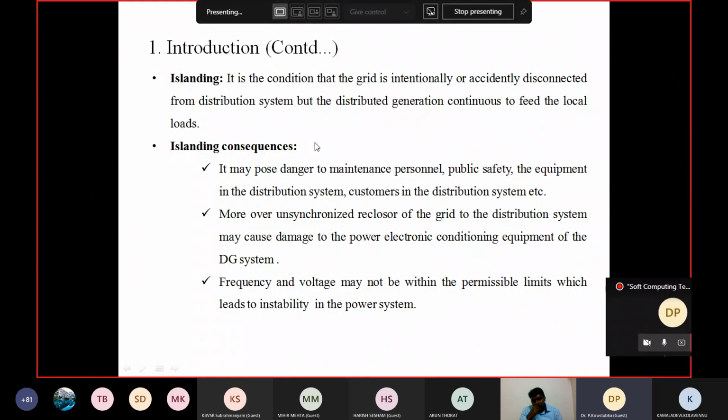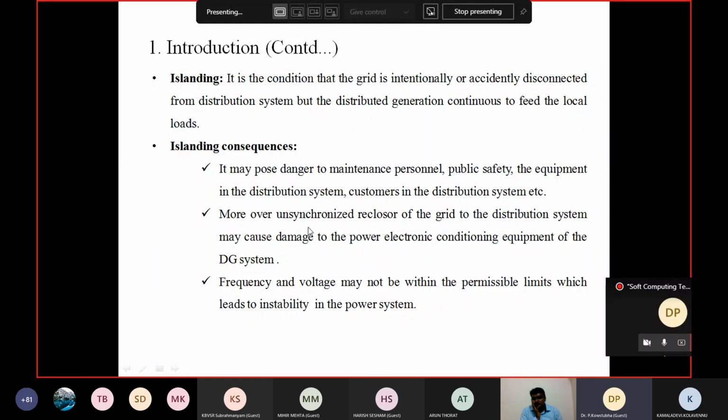What are the consequences of that condition? That condition is known as the islanding condition. The grid is disconnected, that means the supply is disconnected, but the distributed generators energize the local loads. What are the consequences when a person is working on that line? He may think that the supply is disconnected, but if those distributed generators are still energizing the loads, it may become a threat to that person. It may pose danger to maintenance personnel, public safety, equipment, and customers in the distribution system.